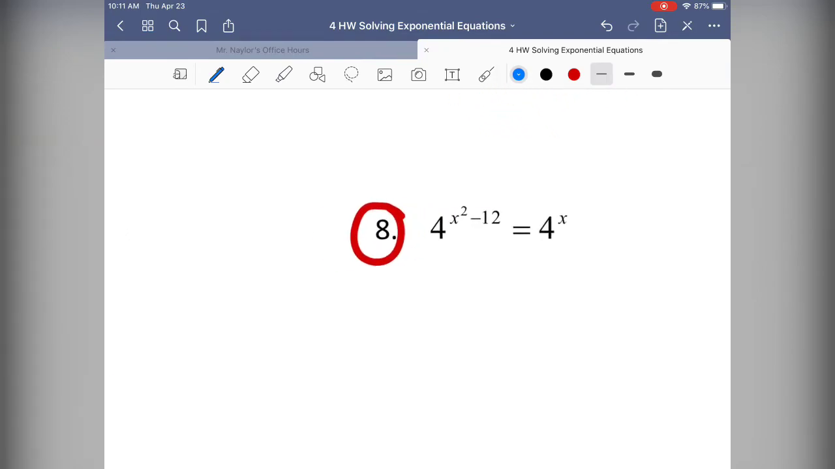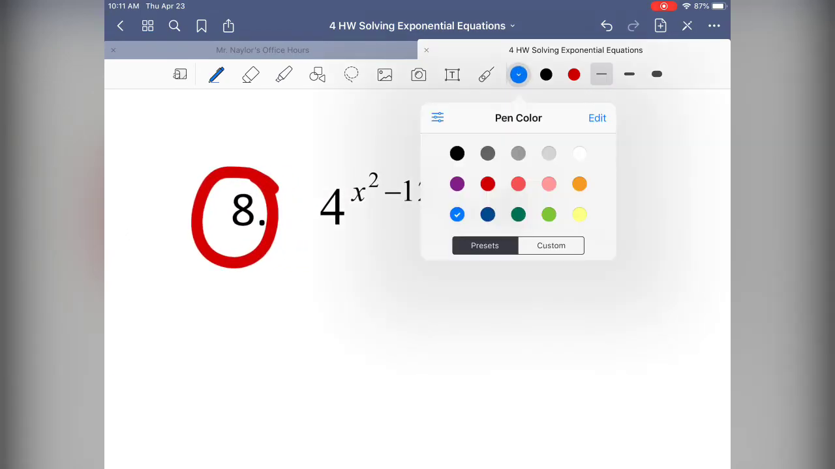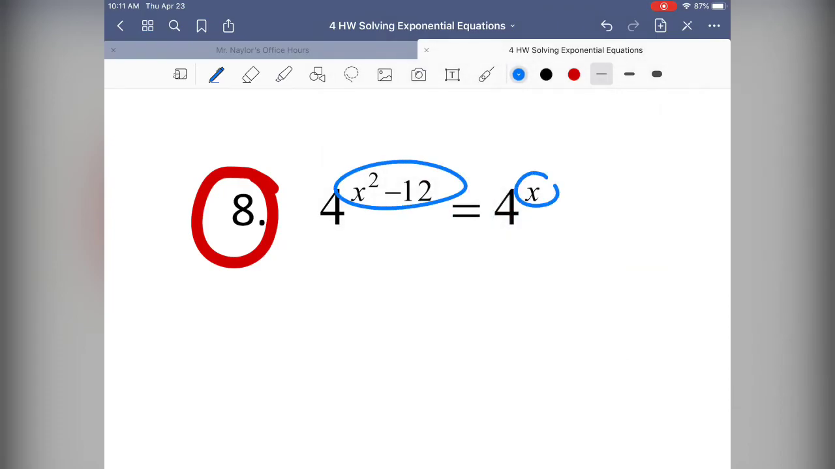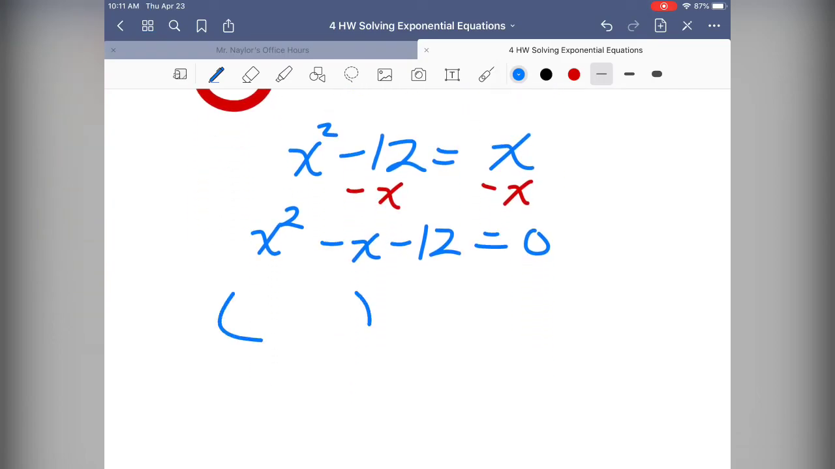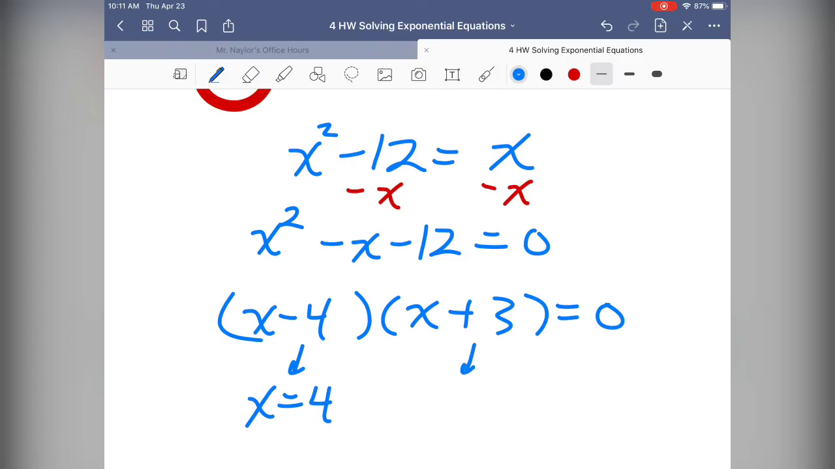With number 8, the bases are already the same, so we really can just jump in here and we can say that since the bases are the same, the exponents have to be the same. But I thought we'd go over this problem because you have to be aware that this is a quadratic. A quadratic is whenever you have a square. And whenever you have a square, whenever you have a quadratic, you want to set the equation equal to 0. So we subtract x from both sides, and we set this equation equal to 0 so that we can factor it. And when you factor it, you're going to be able to get two answers for x, 4 and negative 3.